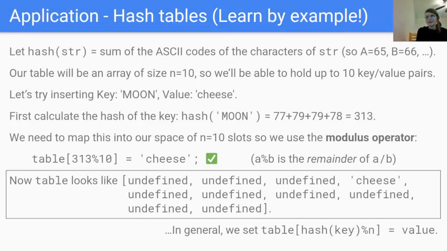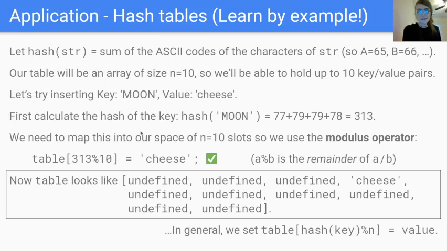So for this example, we're going to use a really simple hash function. We're going to use just the sum of the ASCII codes of the characters in the string. So our keys are going to be strings, and our hash function is just going to be to sum up the ASCII codes. So ASCII, capital A is 65, capital B is 66, and so on. We'll just use all capital letters, it'll be easier. And our table is going to be an array of size 10, n equals 10. So we could hold up to 10 key value pairs in this table.